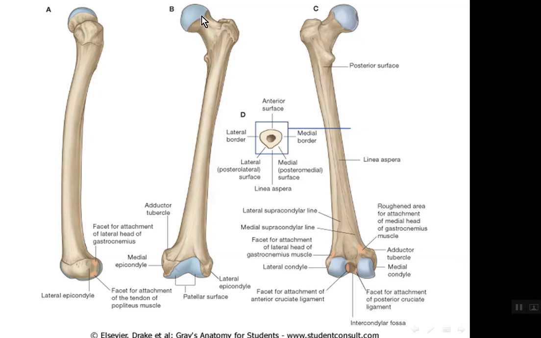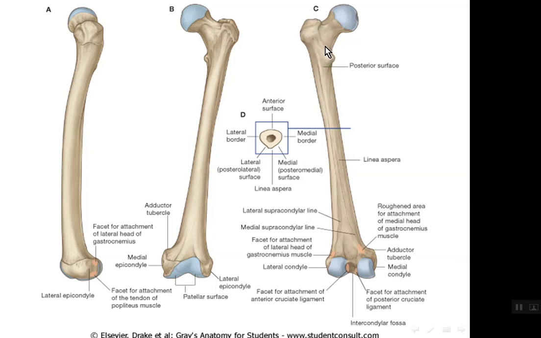So it is the head, and the neck of the femur, and both the head and the neck make an angle with the shaft. And after the head and the neck, we can see two dominant tuberosities, whose names are greater trochanter and lesser trochanter.